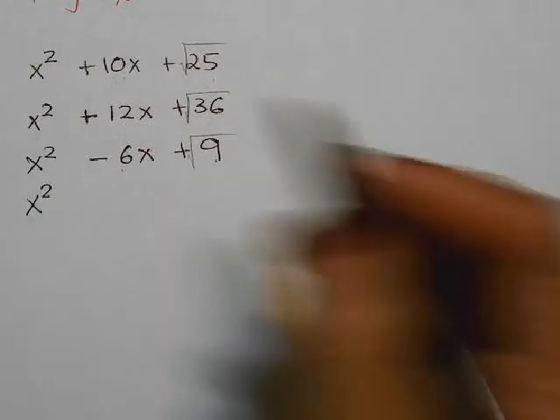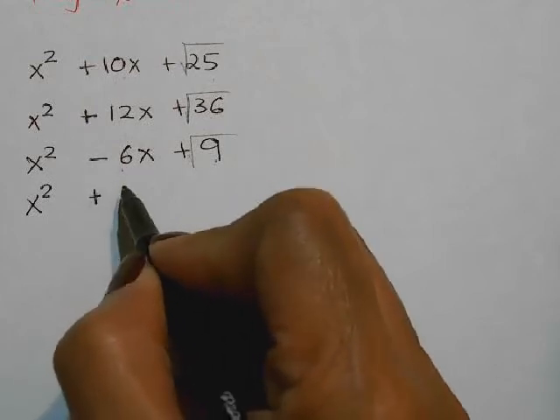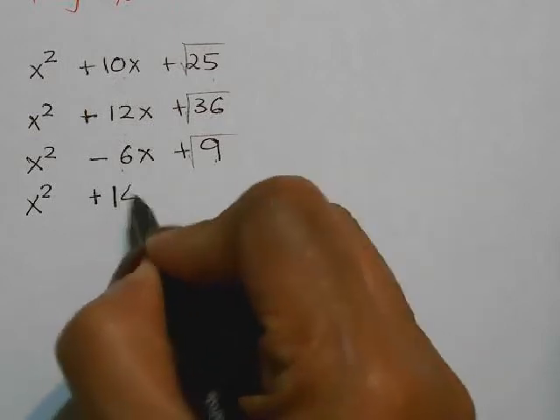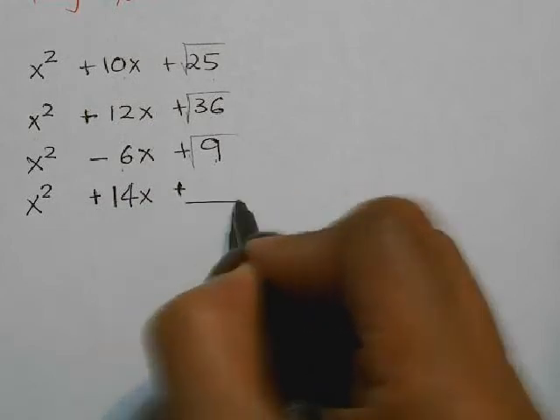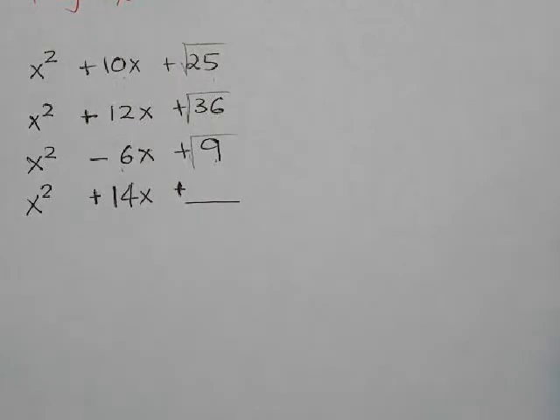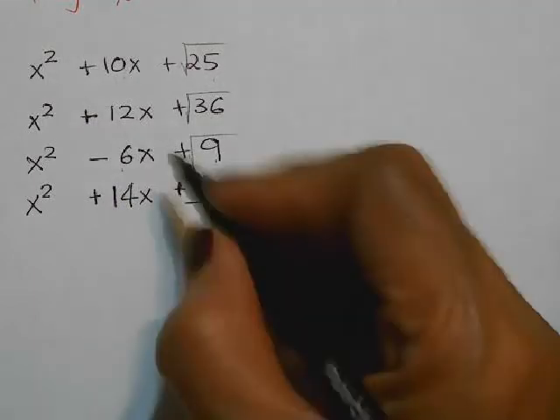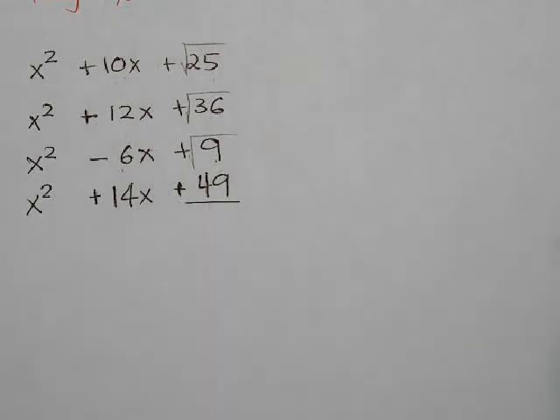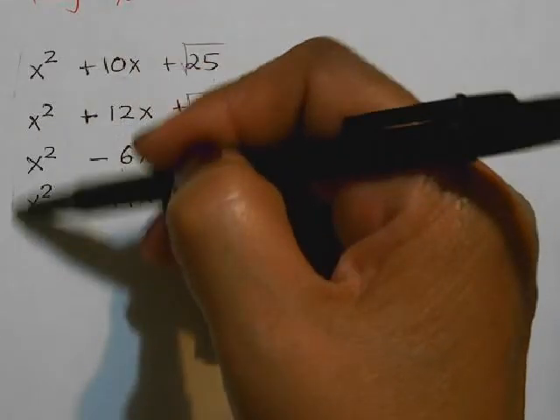So let's see if you can guess what should be the number here. Let's just say this is 14x. What should be this number here? It's always positive, right? Because you square it. Pause the video and think about it. Okay, so half of 14, or 14 divided by 2, is 7. So this should have been 7 times 7, 49. And of course this coefficient is 1. It's always 1.